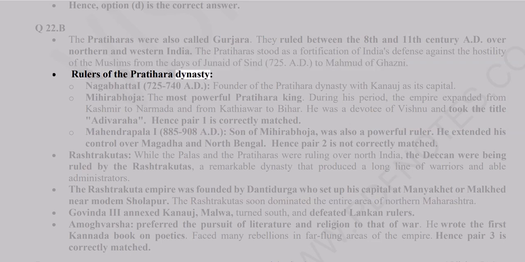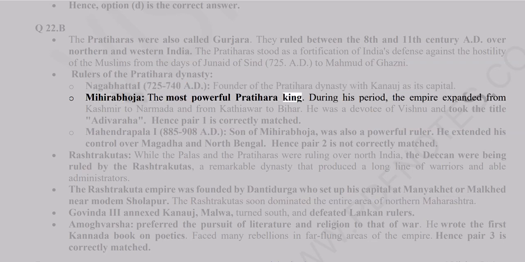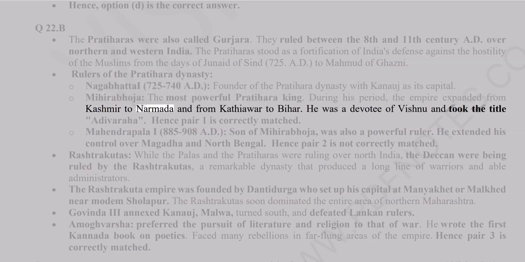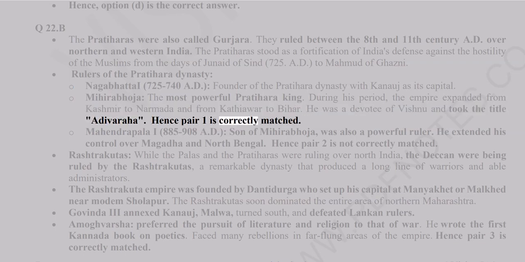Rulers of the Pratihara dynasty. Nagabhata I, 725 to 740 AD, founder of the Pratihara dynasty with Kanauj as its capital. Mihira Bhoja, the most powerful Pratihara king. During his period, the empire expanded from Kashmir to Narmada and from Kathiawar to Bihar. He was a devotee of Vishnu and took the title Adivaraha. Hence pair 1 is correctly matched.